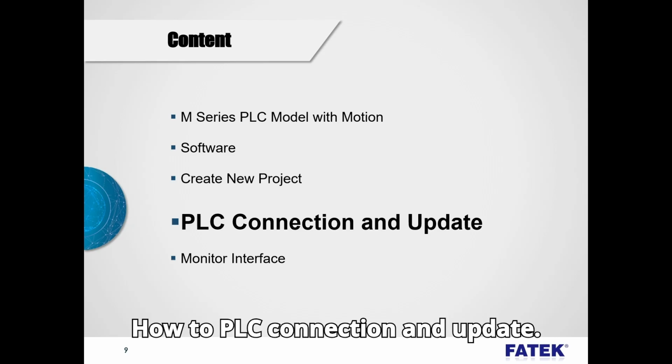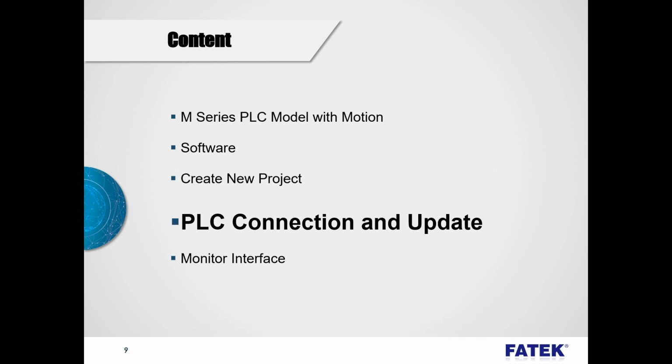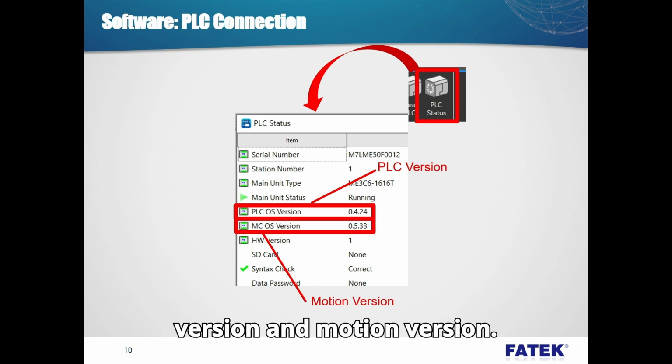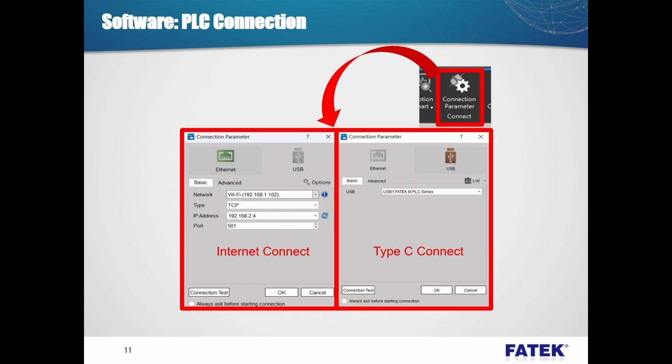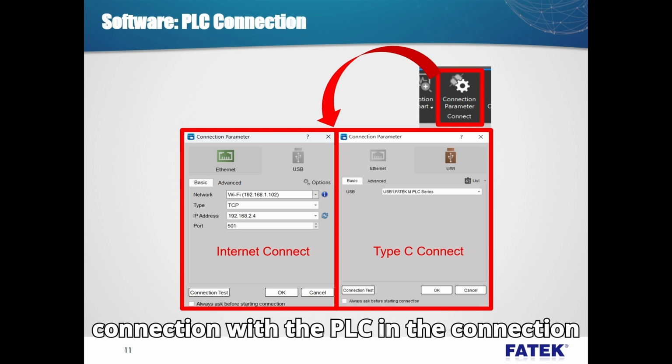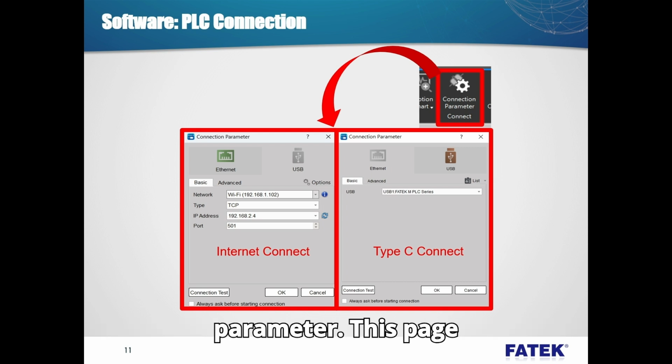How to connect the PLC and update. PLC status will display the PLC version and motion version. Set up a USB connection or network connection with the PLC in the connection parameter.